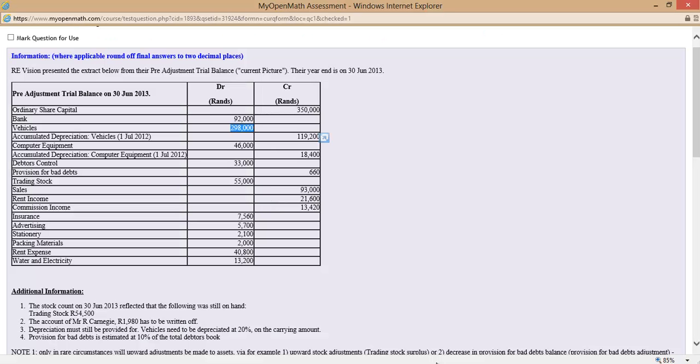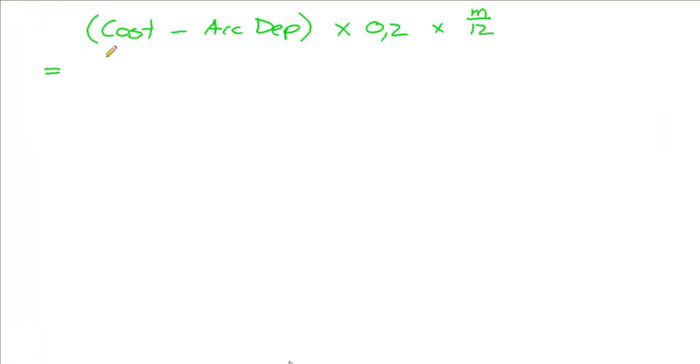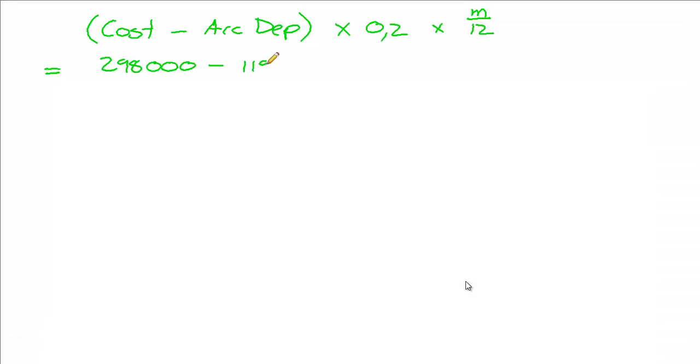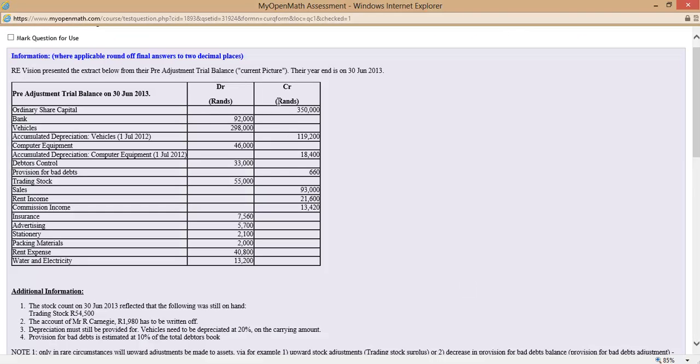So the cost of this asset was 298,000 Rand. The accumulated depreciation relating to this asset was 119,200 Rand. Multiply all this by 0,2. We're going to multiply by 12 over 12 because there was no information telling us that we had this asset for less than 12 months. So we can calculate that.